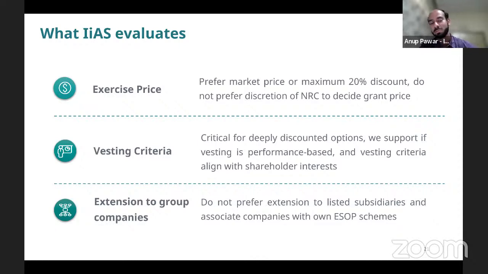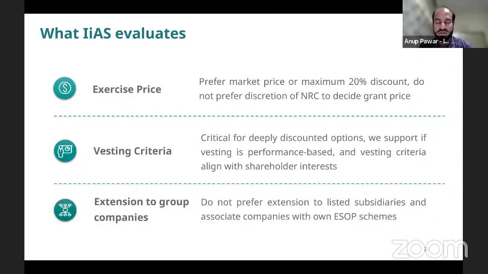Vesting criteria, very important. What happens in a number of instances with ESOP plans is they say, okay, we'll grant it at a discount and it'll all be time-based vesting, which means, as you're granted, we'll tell the employee you're granted 100 ESOPs. And as time passes, you'll be vested with those ESOPs and you can exercise them and make money. Investors think differently.